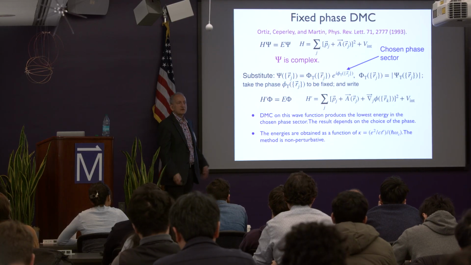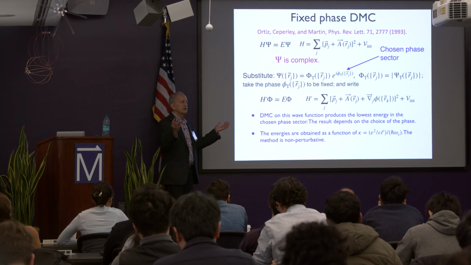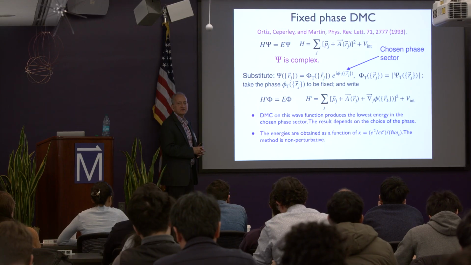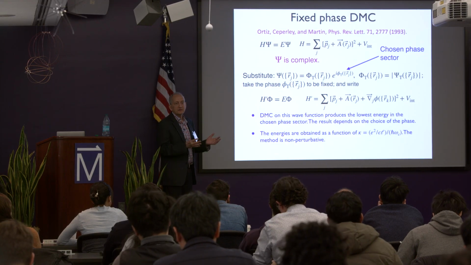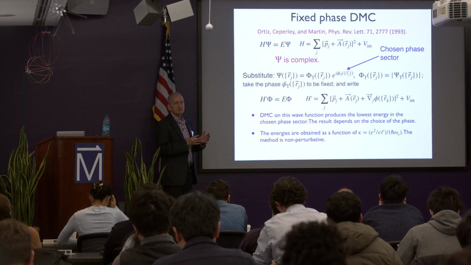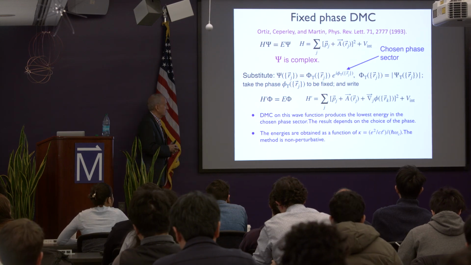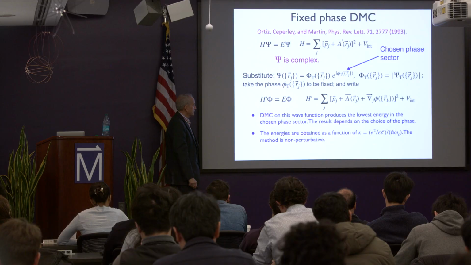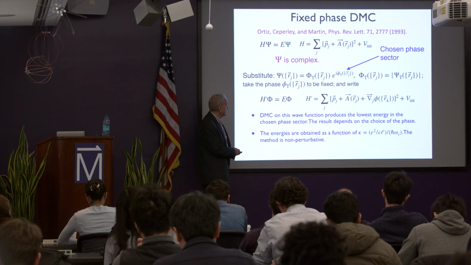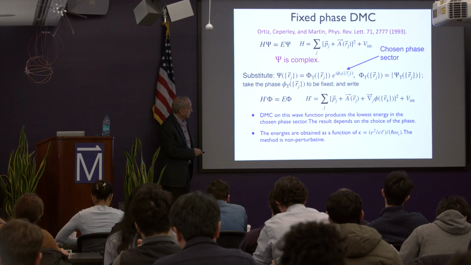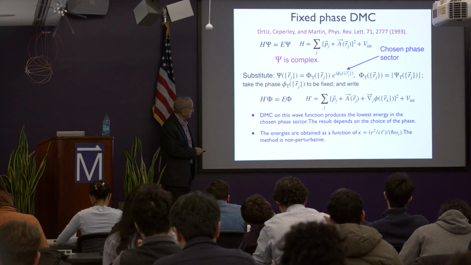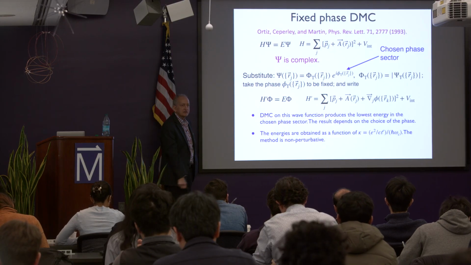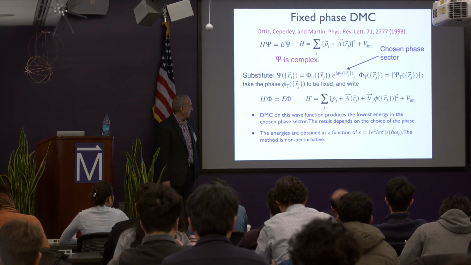Okay, so if somehow I knew the phase sector, then this would give me the exact ground state. But otherwise, the goodness of the answer depends on how good your choice of the phase is. So how do we determine? I should mention that this produces results which are certainly non-perturbative in this parameter kappa.